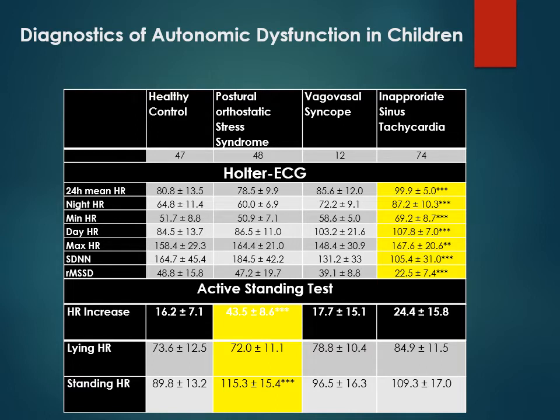To diagnose an inappropriate sinus tachycardia, you need a Holter ECG that clearly shows the elevated heart rates that are not detectable in the active standing test. On the other side, you cannot diagnose the postural orthostatic tachycardia syndrome in the Holter ECG. You need the heart rate increase of more than 35 beats per minute in the active standing test while continuously monitoring the heart rate.